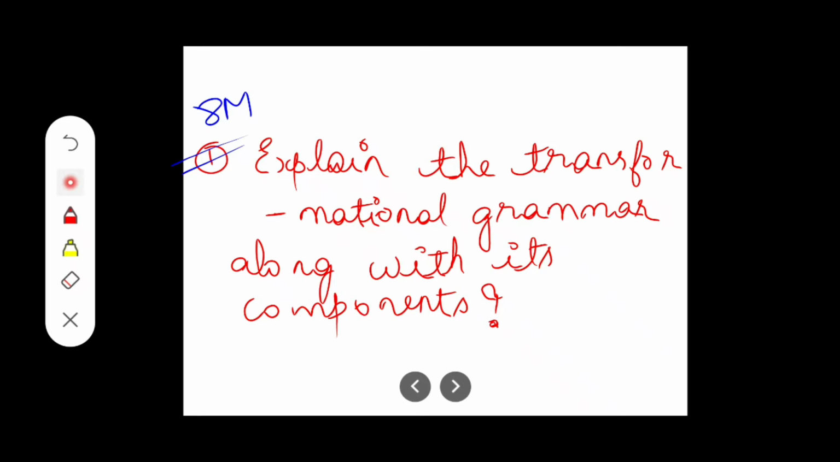So moving on to the next question. The question is this: explain the transformational grammar along with its components. I have explained the definition of transformational grammar, and also I have taken one example and explained what is deep structure and surface structure, and how to represent the deep structure and surface structure. All those things I have explained in the previous video.